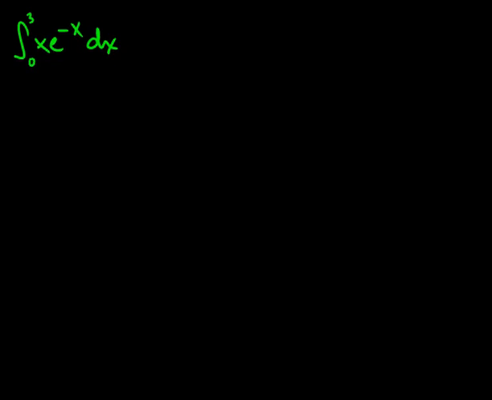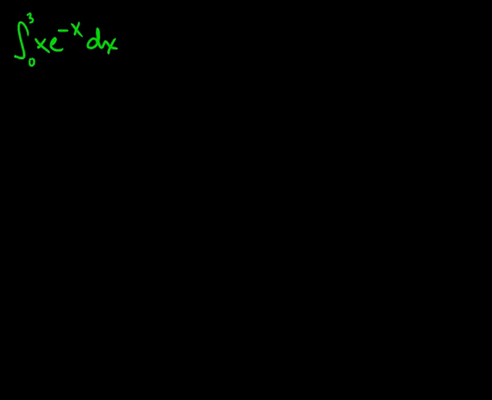In this problem we want to do an example of integration by parts with a definite integral. So we have the integral from 0 to 3 of x e to the negative x dx. And again we have to ask the same basic question: how do we know that we should use integration by parts with this particular problem?